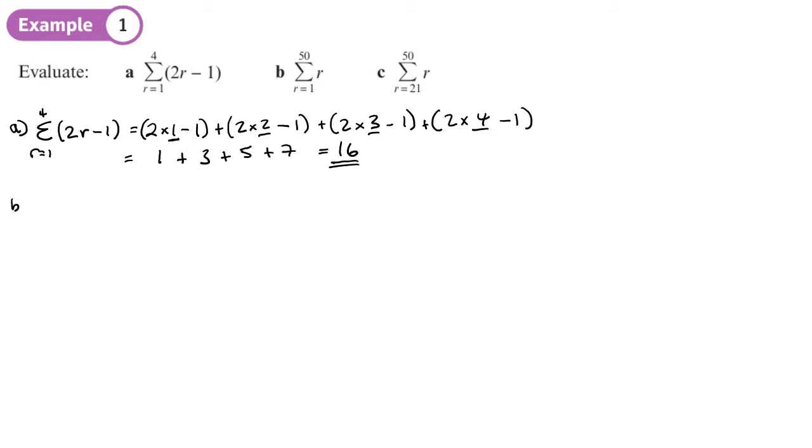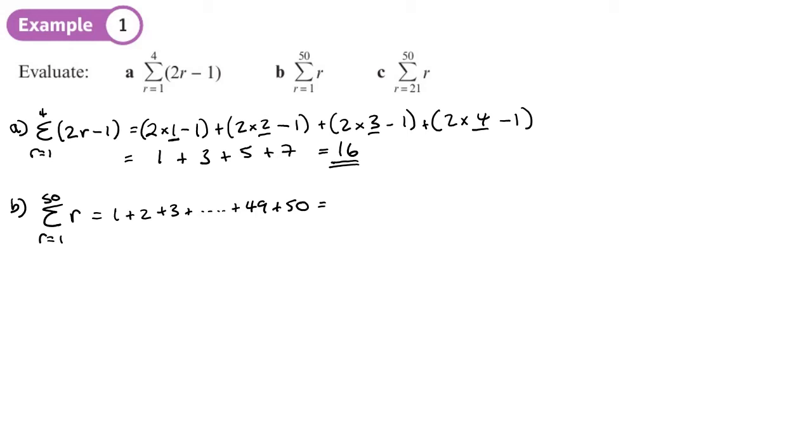Okay, so I didn't need a formula, but it just helps you see what the rule is doing. Part B. On this one, r equals 1 to 50. Now I am going to use the formula for this because I don't want to be writing out 50 terms and adding them up. So I'm just going to write down what this actually means, and then we'll use the formula. So this means 1 plus 2 plus 3. Yeah, we're adding all the numbers basically up to 50.